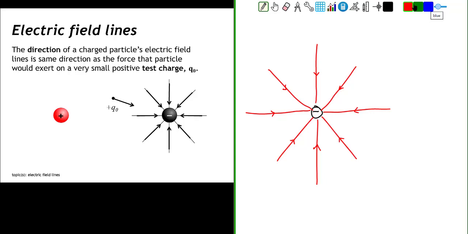So again, how do we know the direction of an electric field? We place a positive test charge in space. We observe the direction of the electric force acting on our positive test charge in space. And the direction of the electric force on our positive test charge is the same direction as the electric field on our positive test charge.